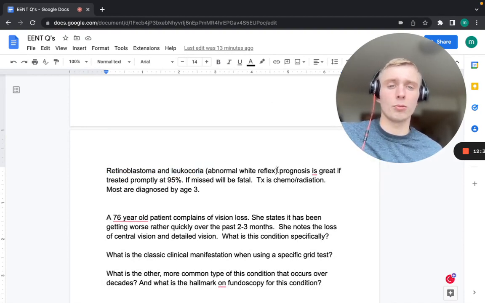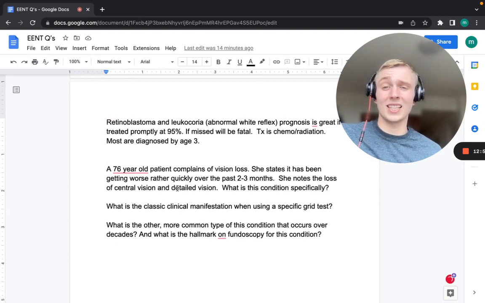The prognosis is great if we treat them promptly with a 95% recovery, but it can be fatal if it is missed. The treatment is chemo, radiation. Obviously, you can't do surgery. Most are diagnosed by age 3, so it's important to diagnose it early. Good prognosis. Again, white reflex abnormally, that's leukocoria, and that's a retinoblastoma.